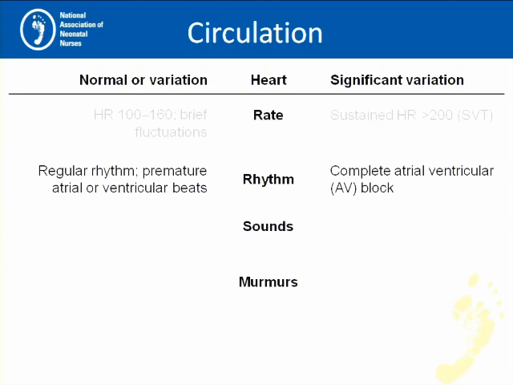Cardiac compression may be required to maintain cardiac output. Temporary or permanent pacing is the preferred treatment. Isoproterenol or atropine may be used.